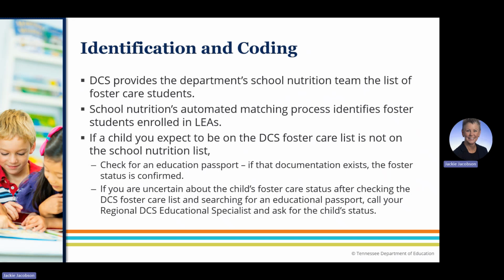If a child you expect to be on that DCS foster care list is not on the school nutrition list, please check for an education passport. If that documentation exists, the foster status is confirmed. If you can't find that documentation, or if you are uncertain about the child's foster care status, please call your regional DCS educational specialist and ask for the child's status. They will be more than happy to help.